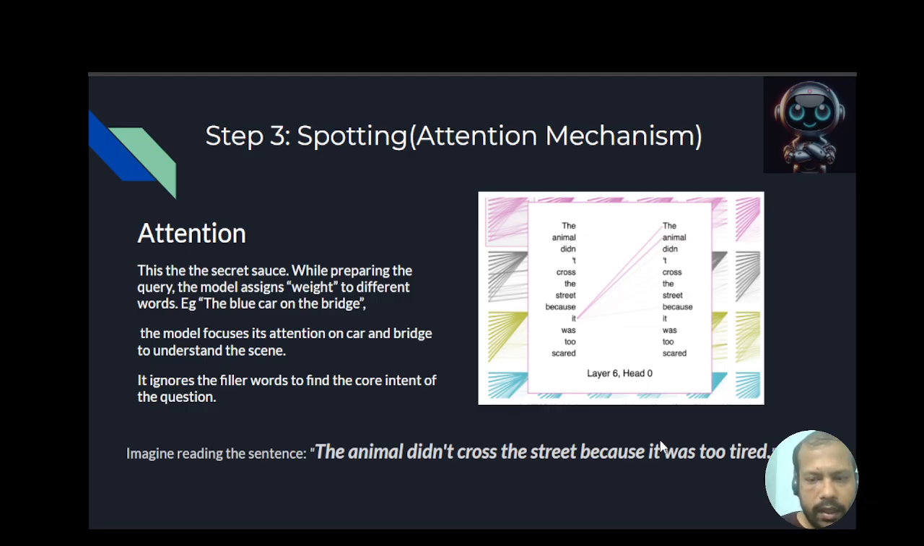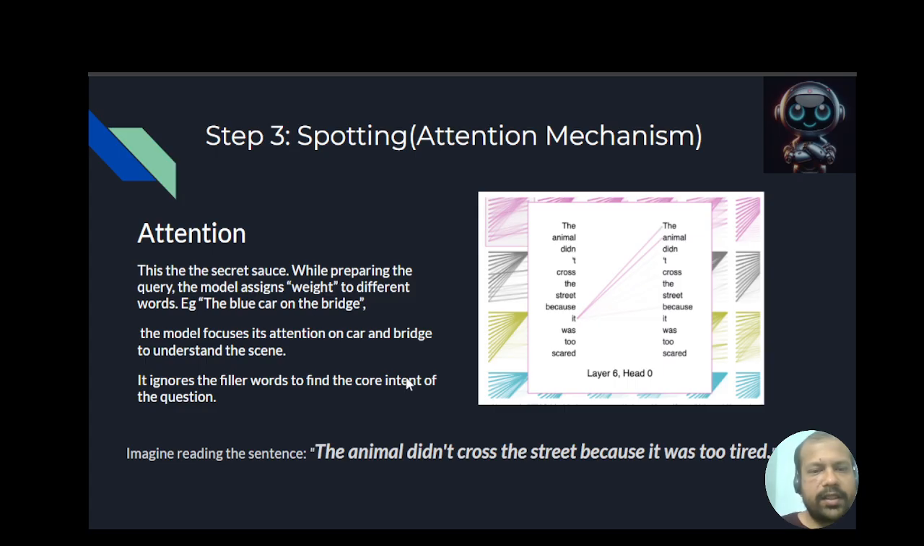Now over here, what does "it" refer to? Does it refer to the street? Does it refer to cross? Does it refer to the animal? Because as a human, we understand, okay, it refers to the animal here. But the system does not understand what you mean by "it" over here.